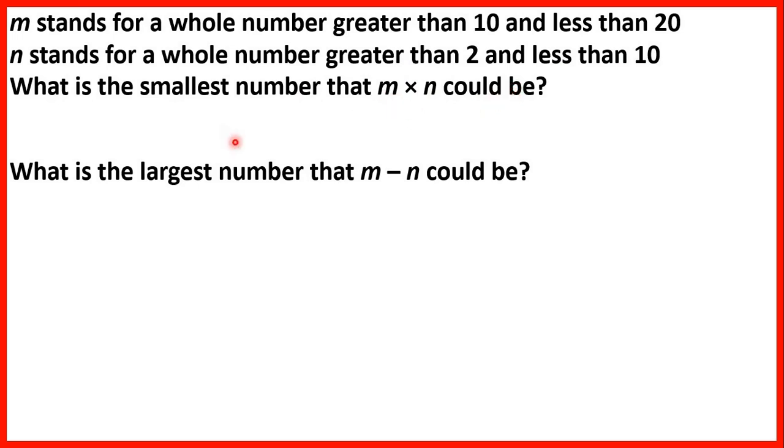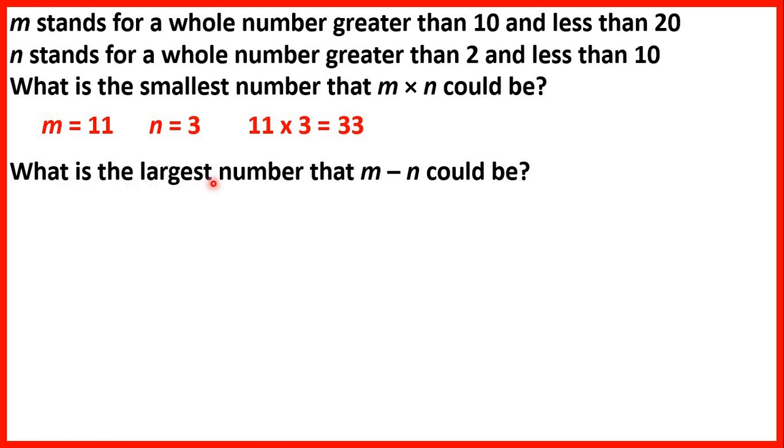So if we want the smallest possible product, we need the numbers that we're multiplying to be as small as possible. So we know that m has to be greater than 10, so the smallest number that m can be is 11, and n needs to be greater than 2, so the smallest value of n is 3. So m times n, or 11 times 3, is 33.